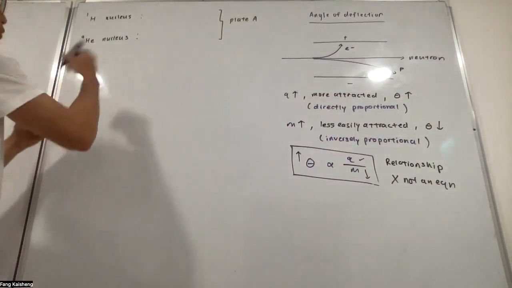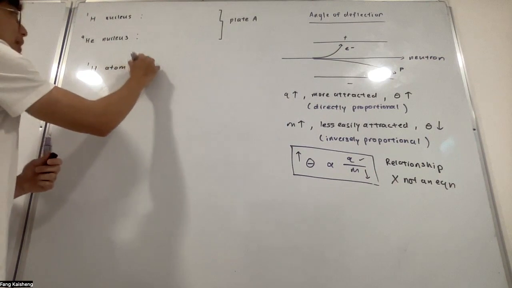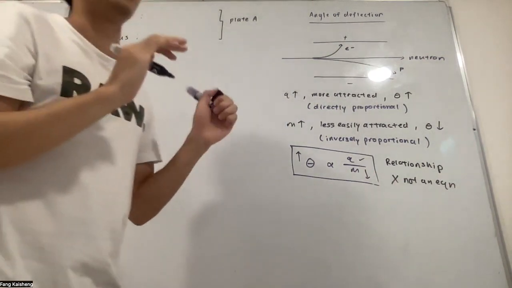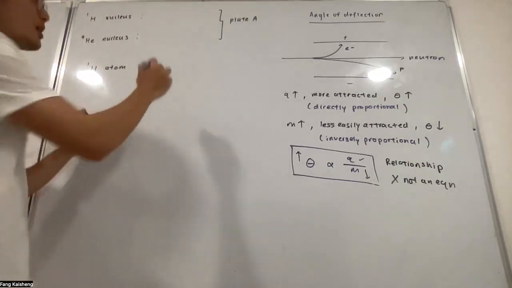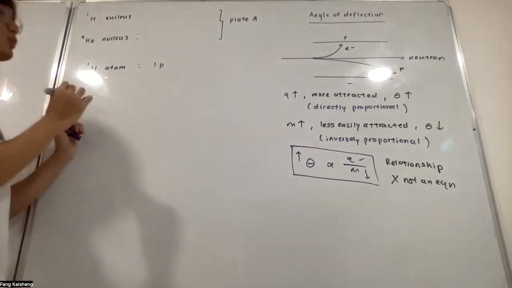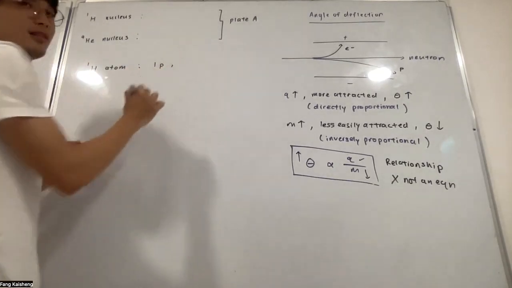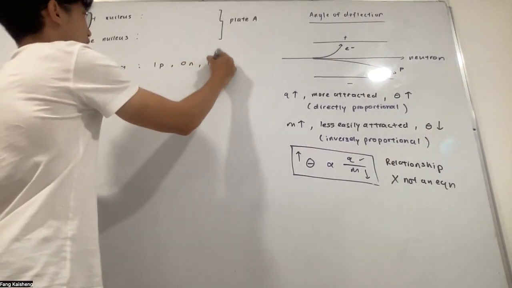First of all, if I were to tell you one hydrogen atom, let's list down all the subatomic particles in this atom. Can you tell me how many protons, neutrons, electrons? 1 proton, okay, what else? The proton number is 1 also. 0 neutrons and 1 electron.